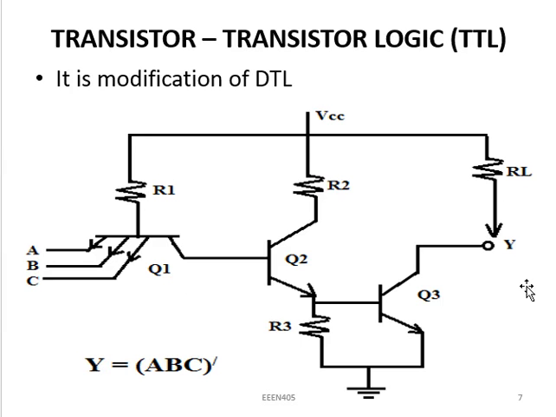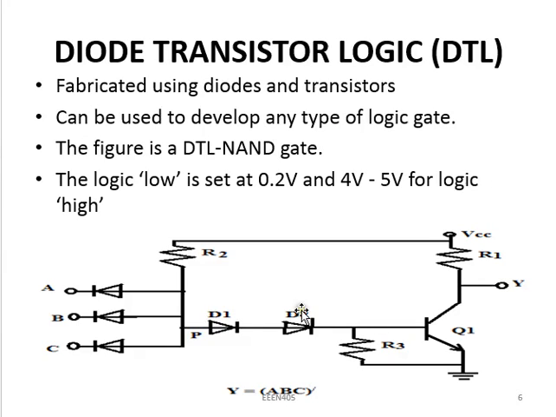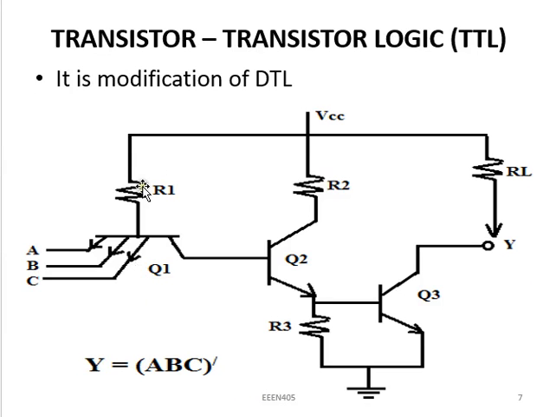So the next one is transistor logic, TTL. And if you look at this one, it is just like replacement of this. Instead of using these diodes, we are using transistors in their place. And if you look at this, we have PNP, a transistor Q1, but it has multiple emitters.